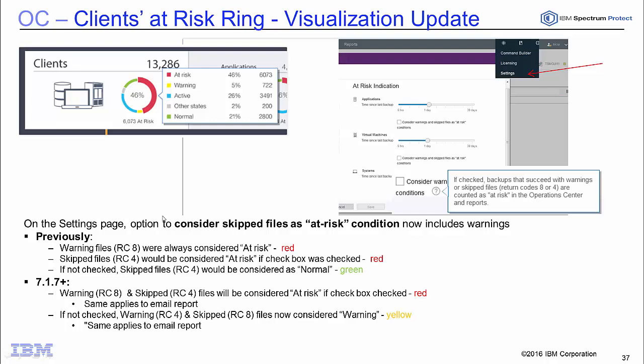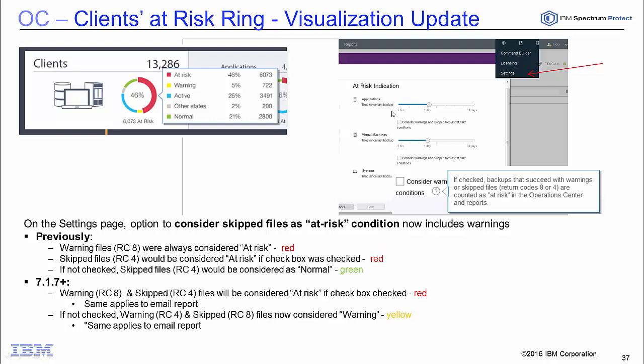Previously, if you had a TSM client doing a backup and it got a return code 8, that was always considered as at risk, and that particular client would show up in the red column here. If you had skipped files during a backup, that client would be considered at risk if you had previously checked this box here. Otherwise, those skipped files would be ignored and that client backup would be a normal green. Now in version 7.1.7, the return code 8 for warnings and the skipped file return code 4 will be considered at risk if the checkbox is checked.